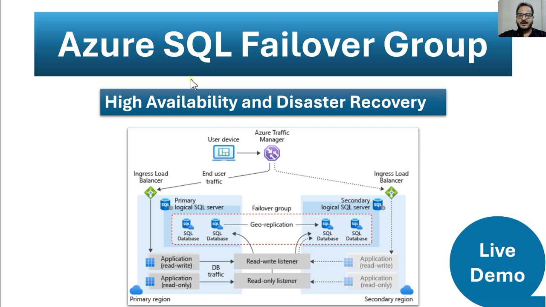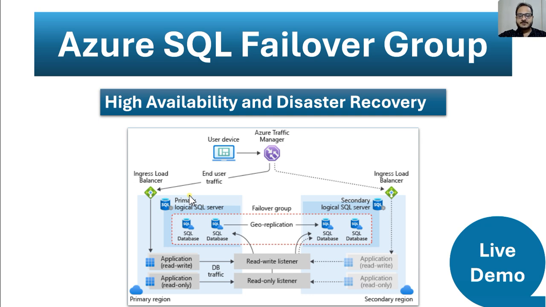As we know, it's used for high availability and disaster recovery. If you can see, as part of this architecture, this is the primary region where we have our SQL server and database, and this is a secondary region where we have our logical SQL database and the server. In case of any event, for example you have configured the primary region for your application, and suppose this primary region is facing some kind of outage, what will happen? The automatic failover will happen and your application will not face any downtime.